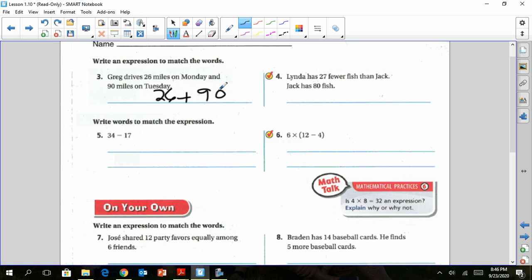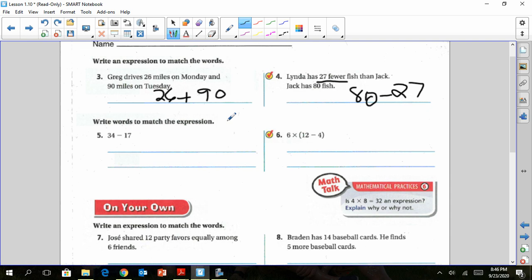Number 4, Linda has 27 fewer fish than Jack. Jack has 80 fish. If we're talking about 27 fewer, we talk about less. So we probably should subtract here. But remember, in subtraction, you always start with the bigger number. Jack had 80 fish. That's what we start with. And then we're going to subtract 27 from that. 80 minus 27.